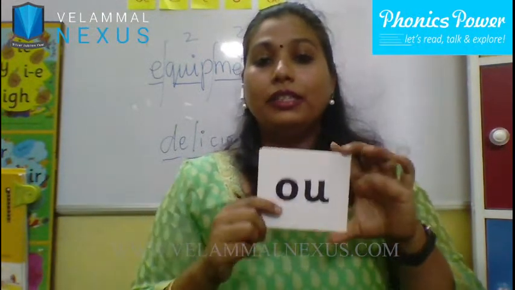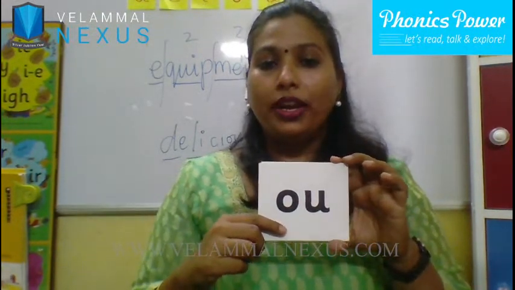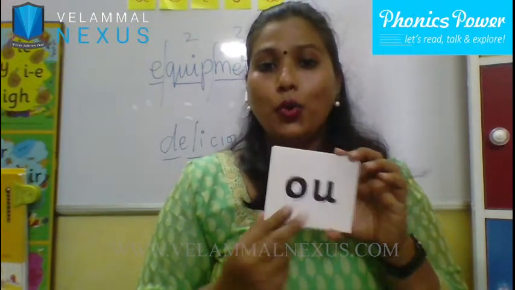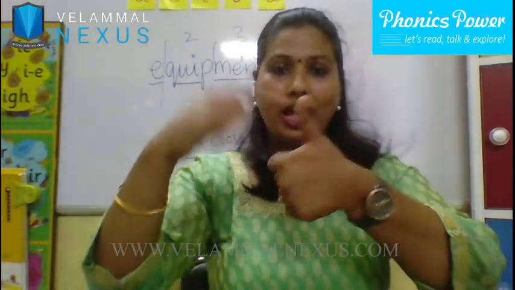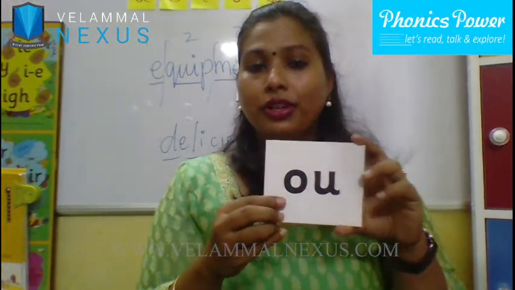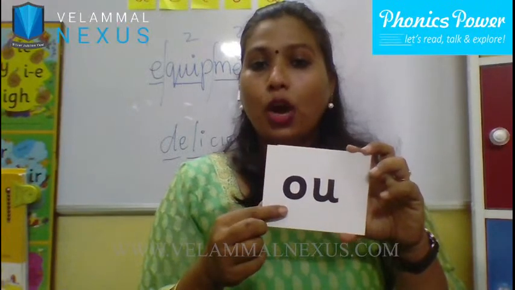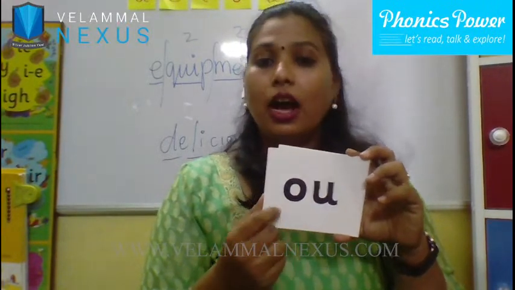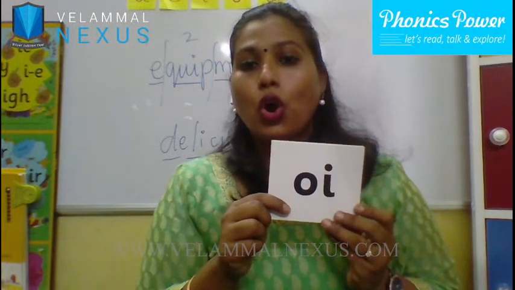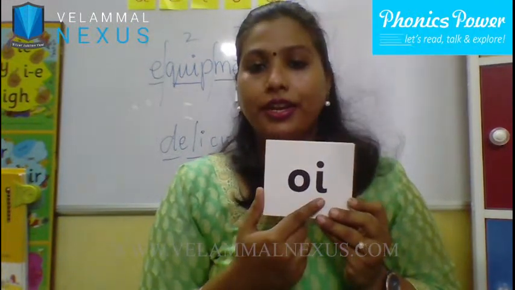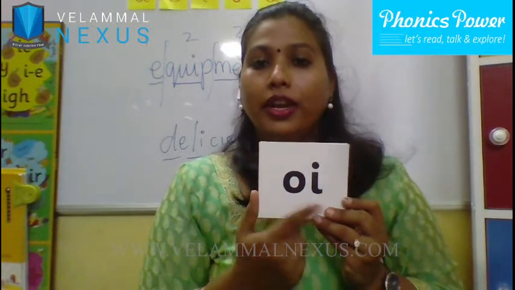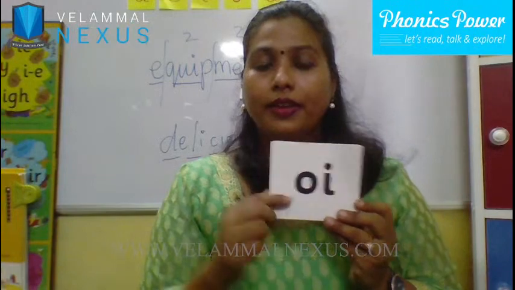The next sound is ow. These two letters come together and say ow. Can you do the action? Ow. Yes, like in the word cloud, mouth, shout. The OU says ow. The next sound is oi. Oi, like in the word point, join, oil. It is oi.